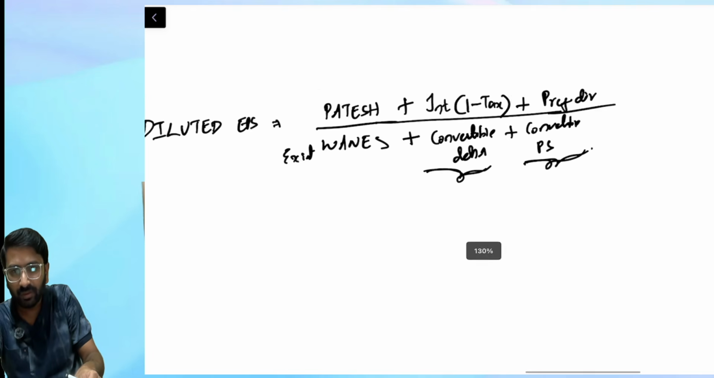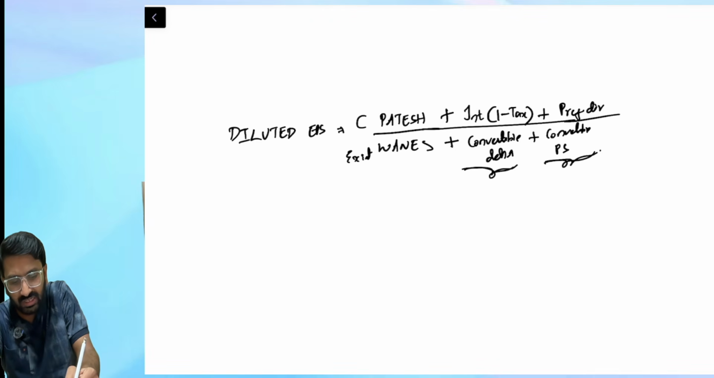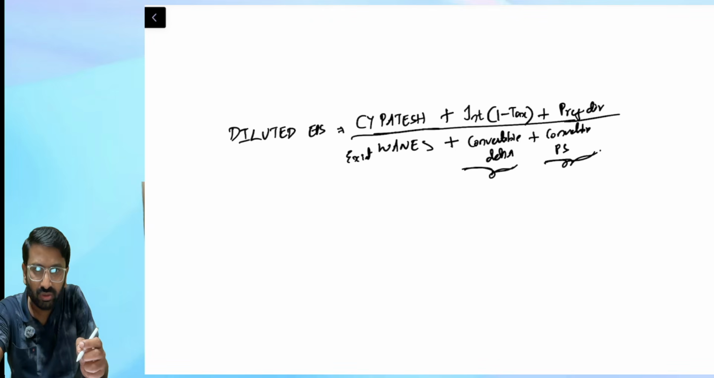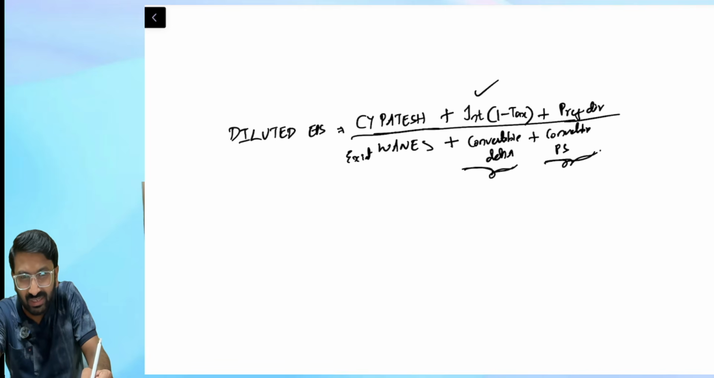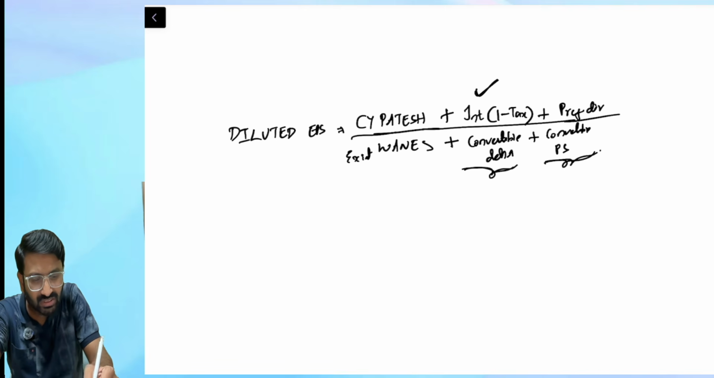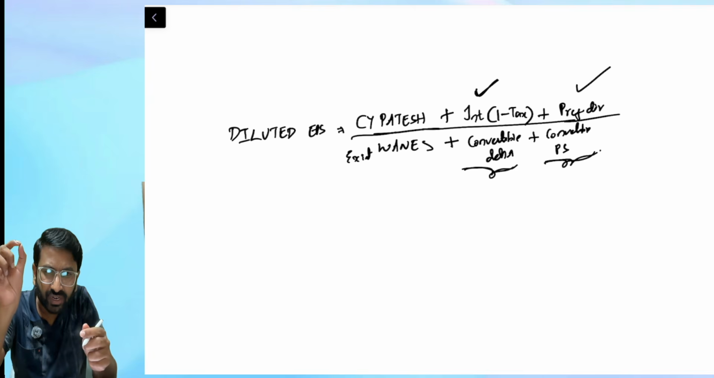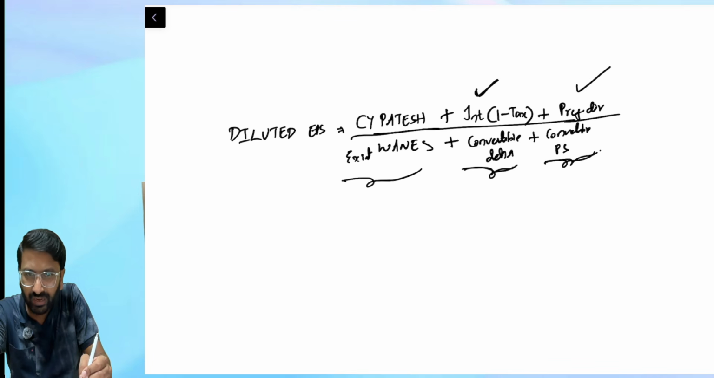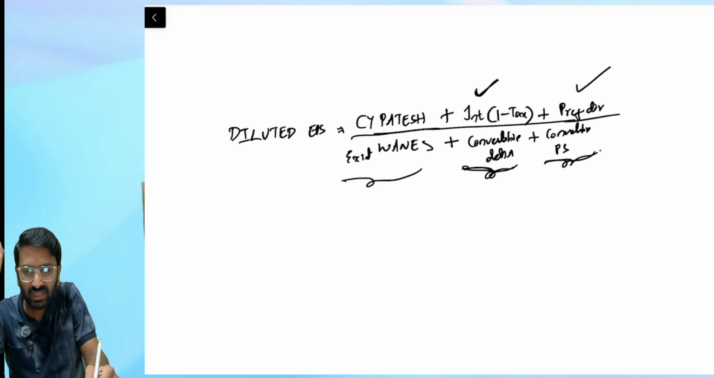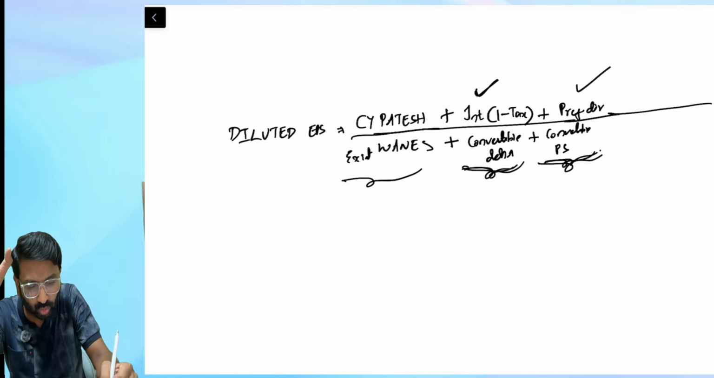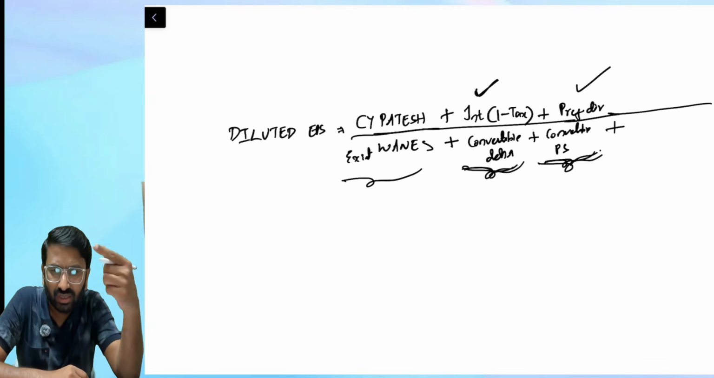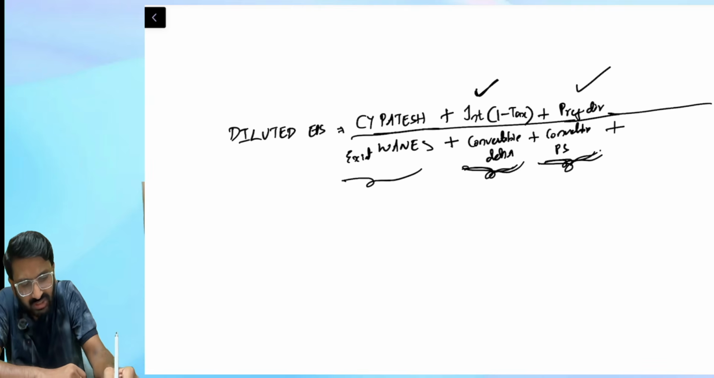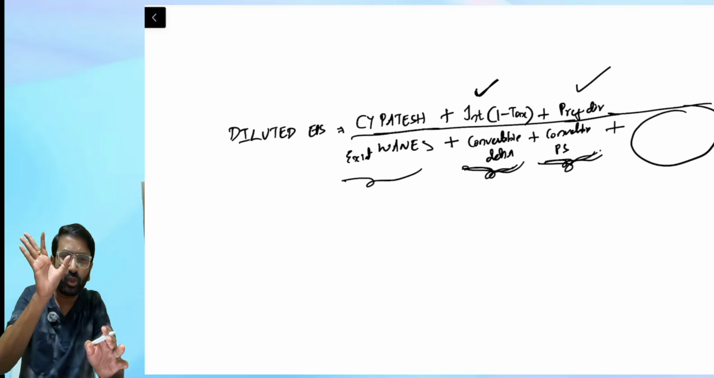So what is the formula for diluted EPS? Current year profit available to equity shareholder plus whatever interest you are saving net of tax plus whatever preference dividend you are saving. Take that. And in the denominator, existing weighted average number of shares plus the convertible debentures plus the convertible preference shares. In addition to that, in the next year, there are some options also, right? So this particular portion I'll explain directly with the help of an example, so that you understand that better.